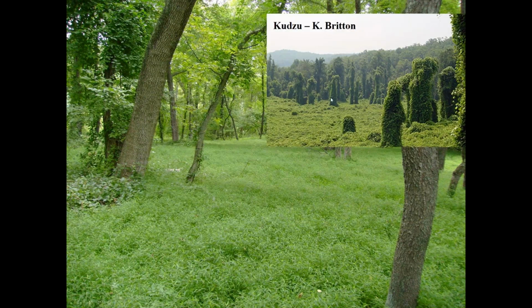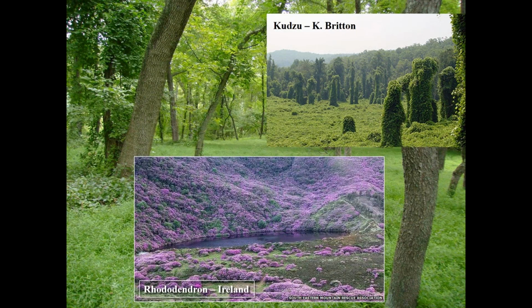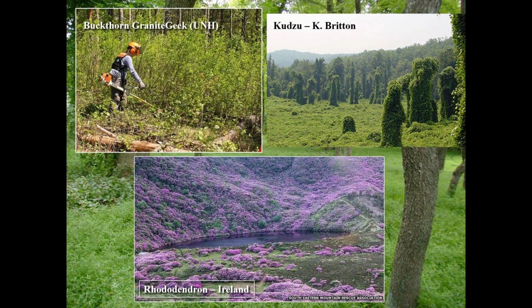And there's a number of things. Down south, they have problems with kudzu. In Ireland, they have the sort of beautiful problem of rhododendrons. And up in your neck of the woods in Vermont, buckthorn certainly can be a cause for poor regeneration, leading to poorly stocked stands and degraded stands.